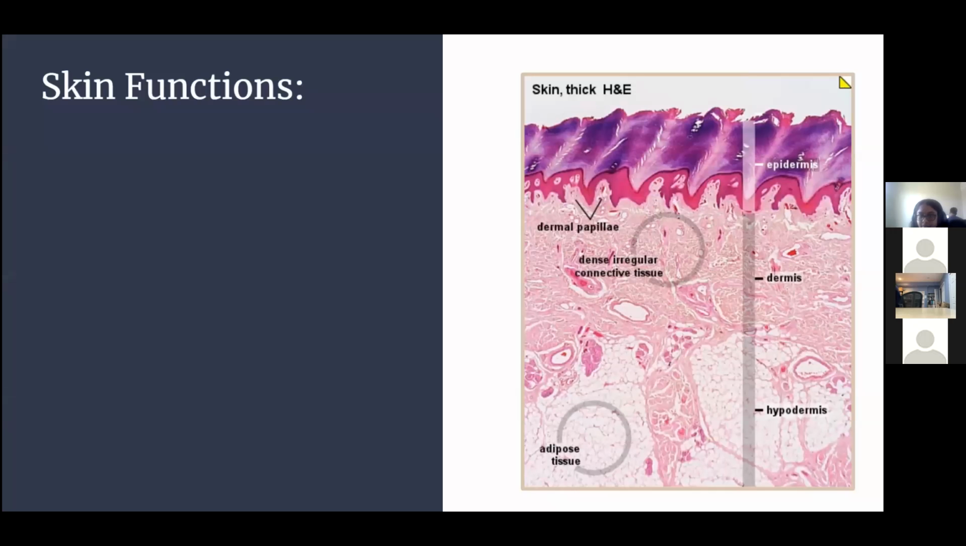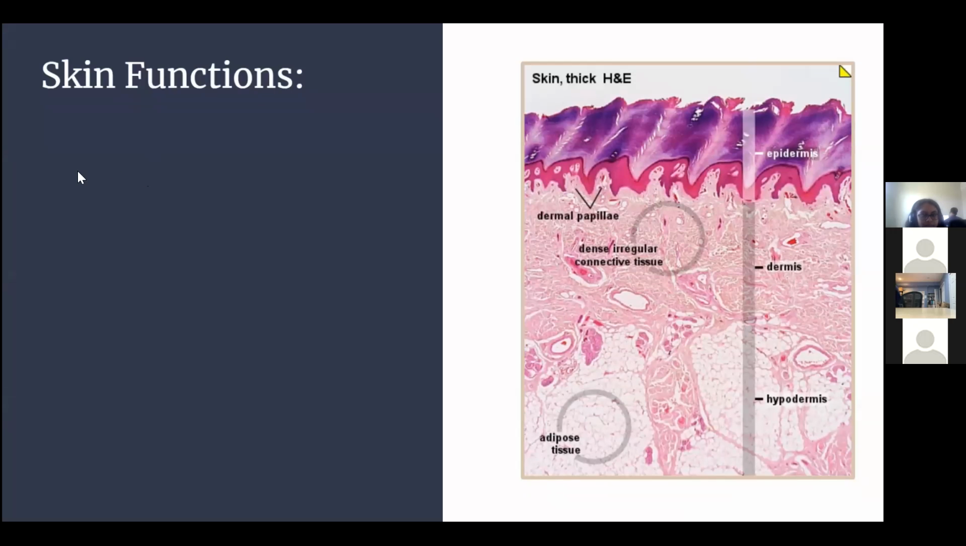So, you guys are right. One of the functions is for protection. So it's both for injuries, like when you break your skin when you hit the floor or something, and also infections, like from bacteria and viruses.